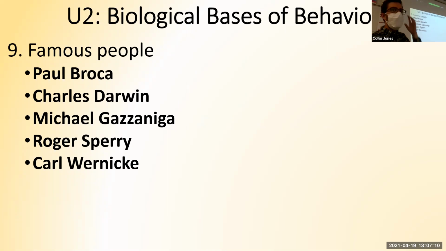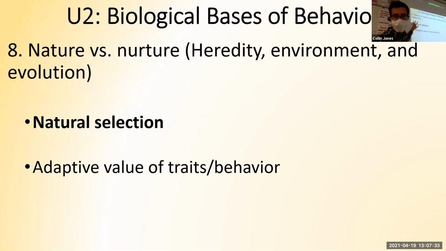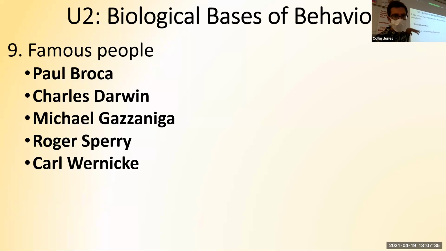Wernicke's is hearing language, understanding, comprehending. Yeah, they work together. Broca's in the frontal lobe, Wernicke's in the temporal lobe. Darwin, obviously, evolutionary psychology, genetics, natural selection. Sperry and Gazzaniga, these names always go together. They did the split brain research that we just looked at the picture of, right? The left hand, what you say. Wernicke, here's that word. Broca was speaking, Wernicke was understanding language.